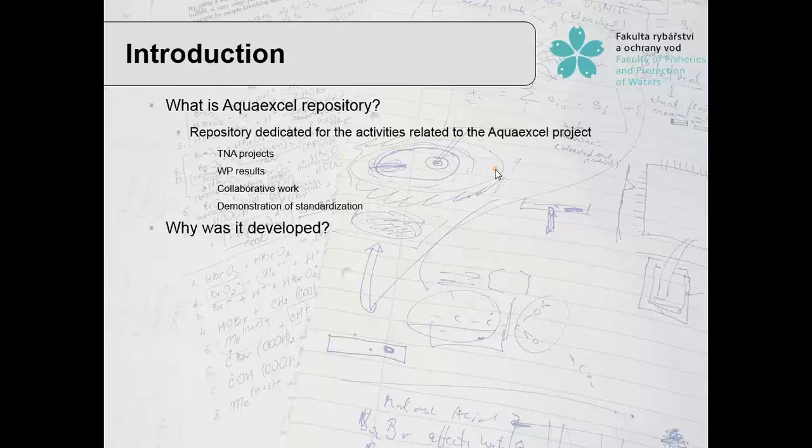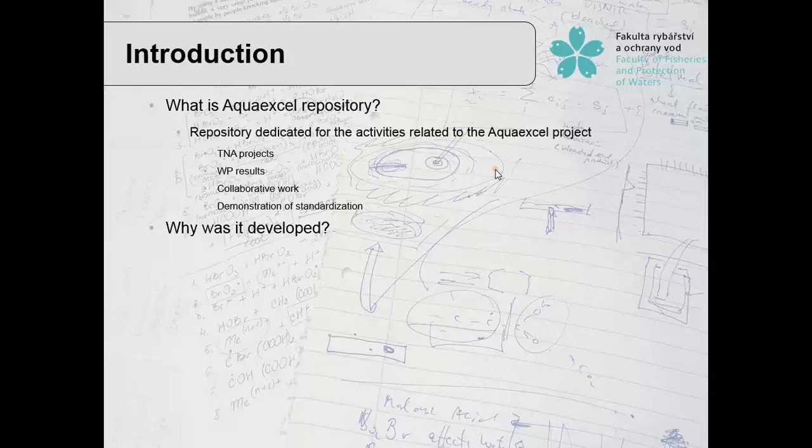Also, the results from the work packages of the individual parts of the Aquaexcel 2020 project can be stored in the system. And the system will be used for collaboration between the people who are involved in the Aquaexcel project. The reason why it was developed was that there was a need to cooperate between the people participating in the first Aquaexcel project, which already finished last year.